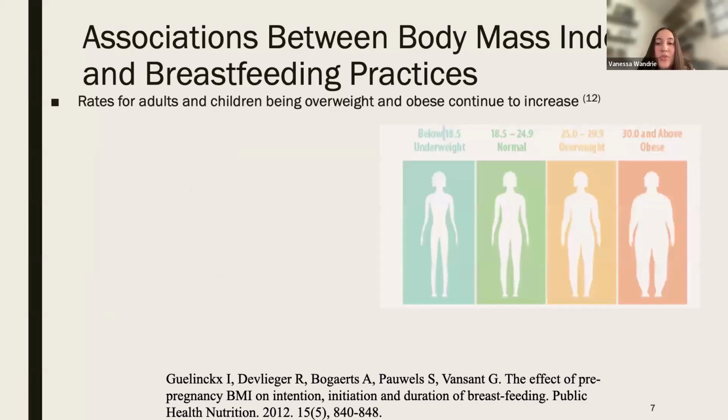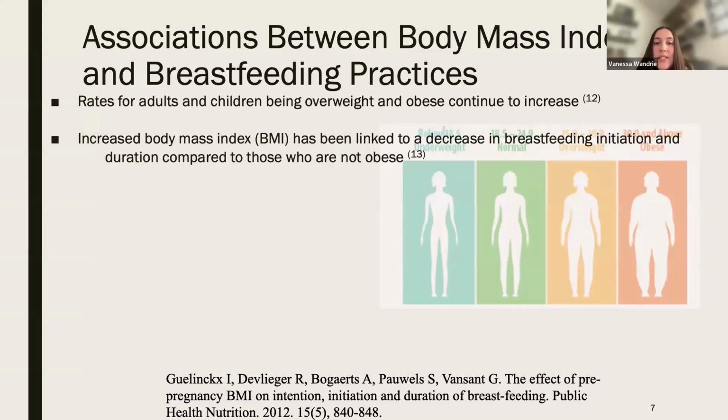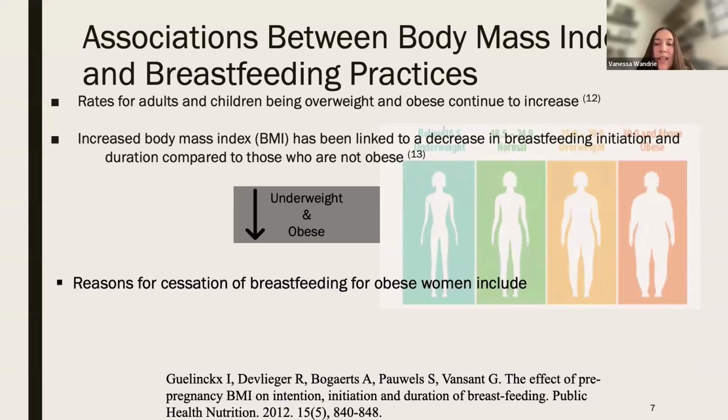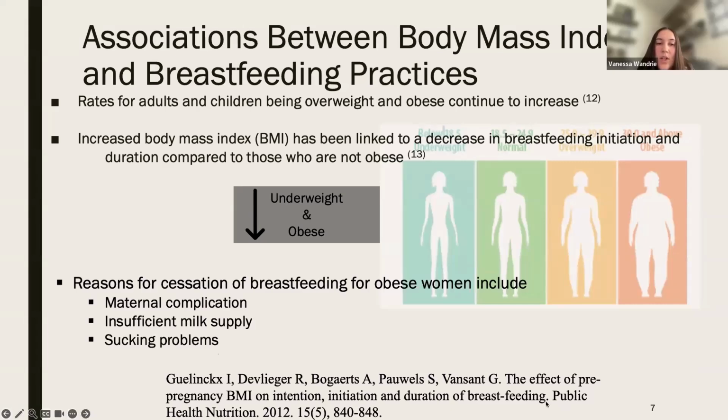Rates for adults and children being overweight and obese continue to increase. Increased BMI has been linked to a decrease in breastfeeding initiation and duration compared to those who are not obese. In one study done in Belgium, looking at the effects pre-pregnancy BMI has on breastfeeding, authors found that the rate of intention and initiation was notably lower among those who were underweight and obese compared to those who were normal weight and overweight. They also looked at potential reasons for cessation of breastfeeding for obese women, which included maternal complications, insufficient milk supply, sucking problems, and work resumption.